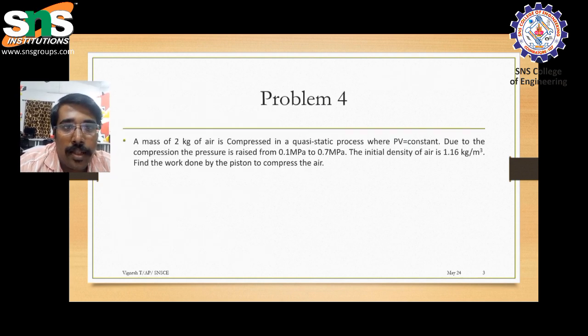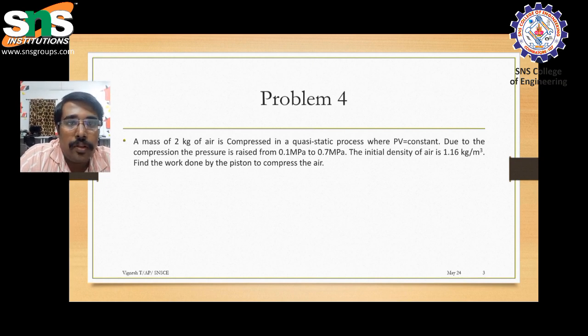So next problem, we will see about the next problem. A mass of 2 kg of air is compressed in a quasi-static process where PV is constant. Due to the compression, the pressure is raised from 0.1 megapascal to 0.7 megapascal. The initial density of air is 1.16 kilogram per meter cube. Find the work done by the piston to compress the air.